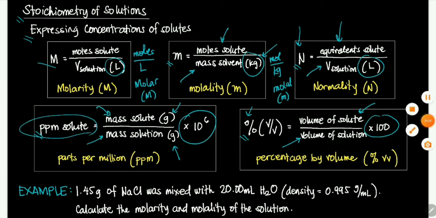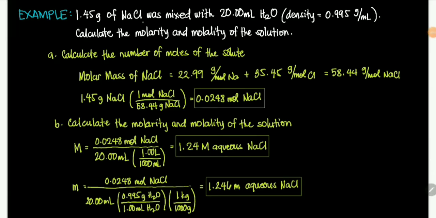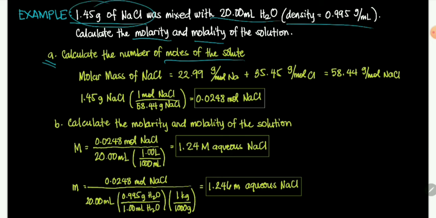Okay? So here we have an example. 1.45 grams of sodium chloride was mixed with 20 mL of water. The density of water is 0.995 grams per milliliter. Calculate the molarity and molality of the solution. For the first step, calculate the number of moles of the solute. Ito yung solute natin, sodium chloride. I-convert lang natin sa number of moles.